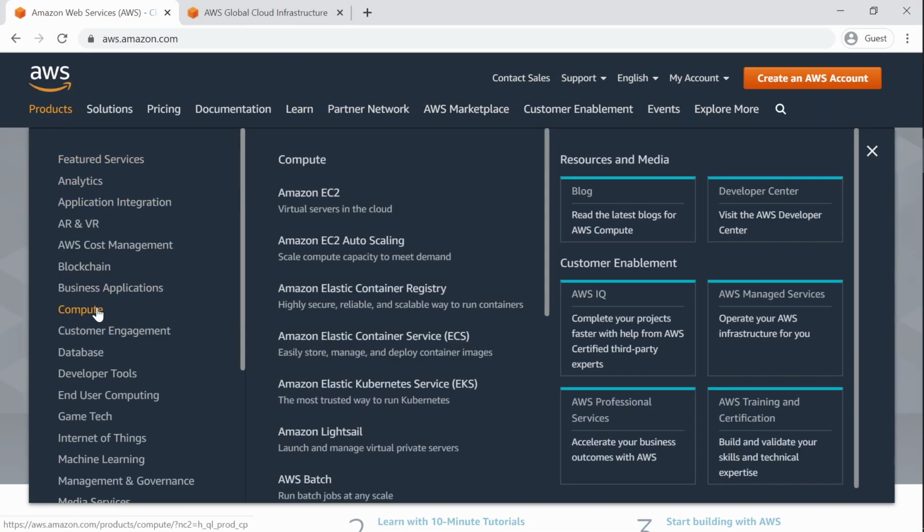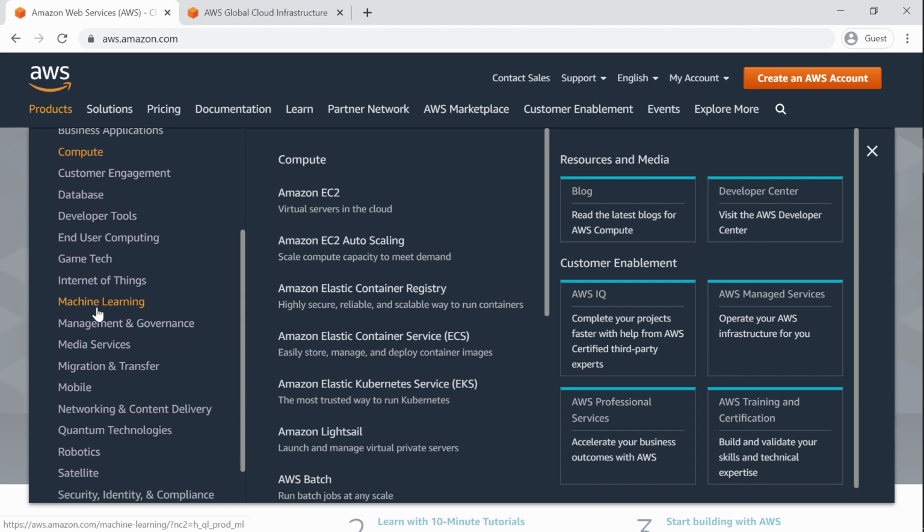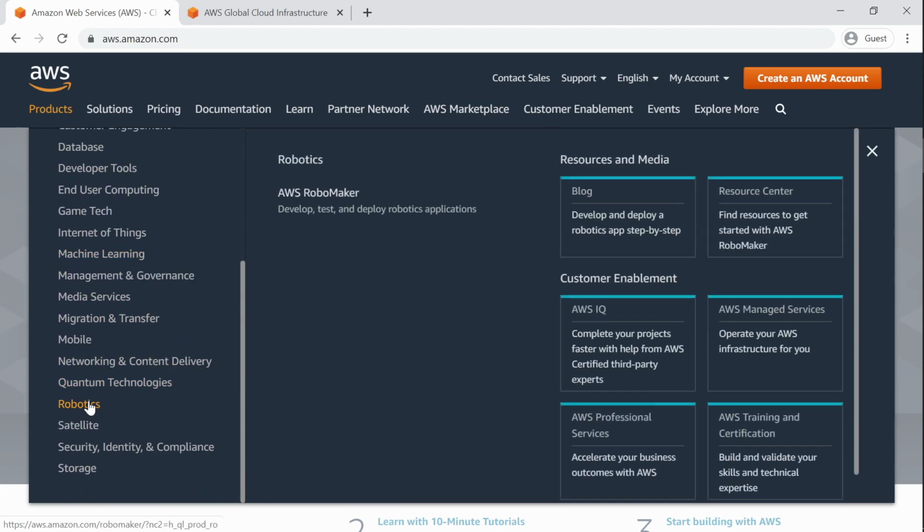AWS and Amazon.com, right? So that's the website here, and then you can look at the products page. And if you look in there, you can see that there is over 179 of them. And there's even your most favorite one, right? RoboMaker.